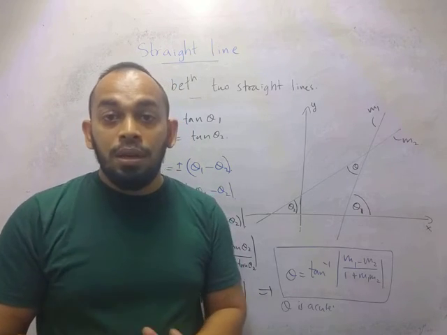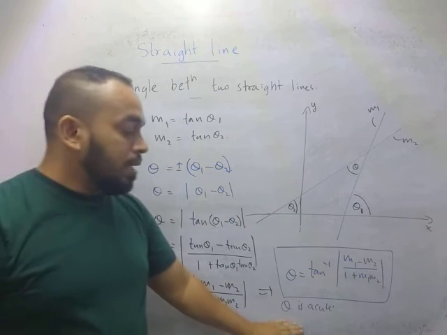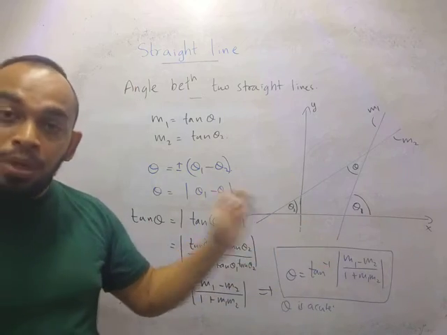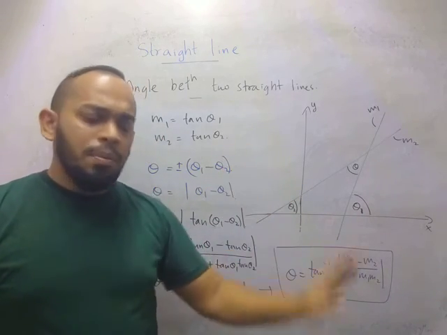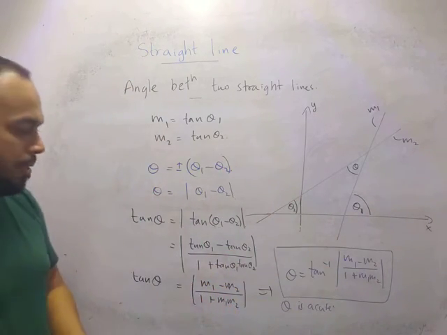If you take the tan of an obtuse angle, that would be negative definitely, but this is positive. So theta is the acute angle. If you need the obtuse angle, all you do is pi minus theta.